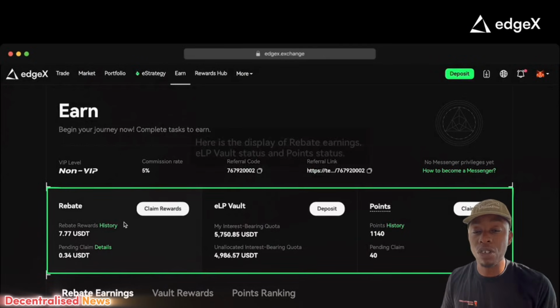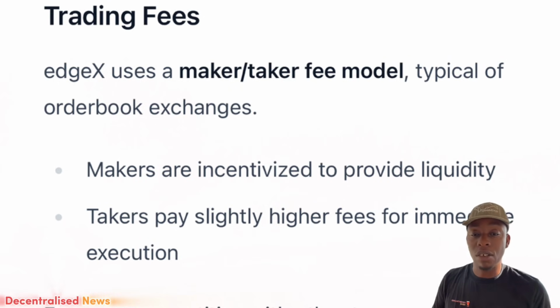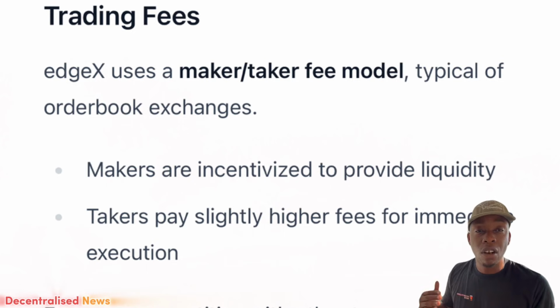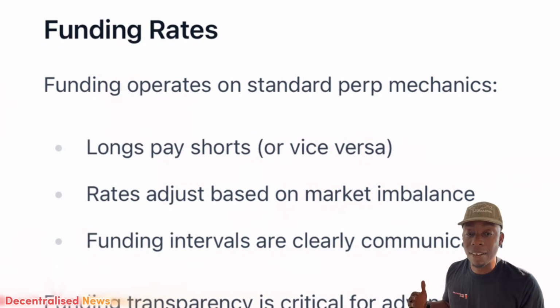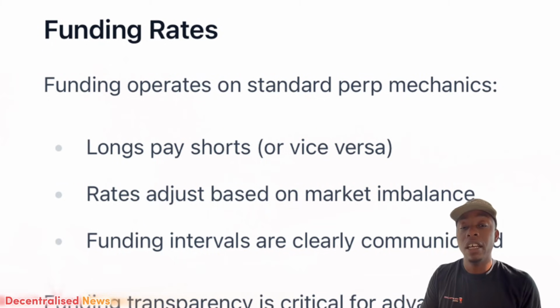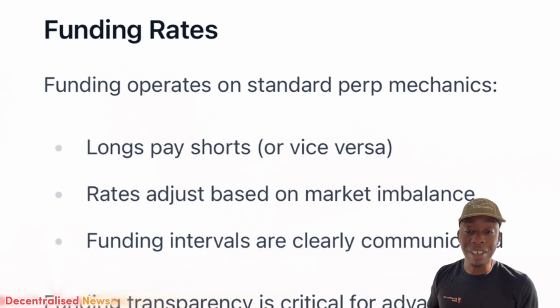So fees are also interesting. Makers are incentivized to provide liquidity, takers pay slightly higher fees for immediate execution, of course. Funding rates: longs pay shorts or vice versa. Rates adjust based on market imbalances, and funding intervals are clearly communicated. In the liquidity and volumes, it's very strong on major pairs, with tight spreads during normal conditions.